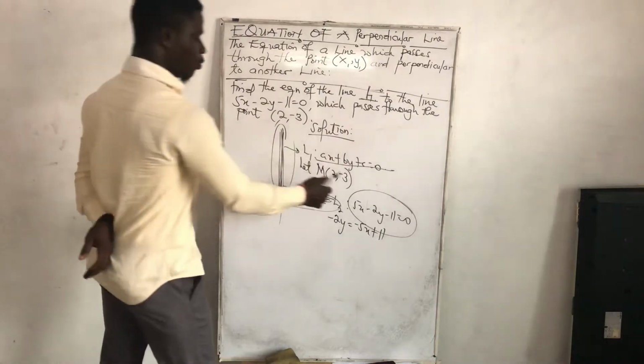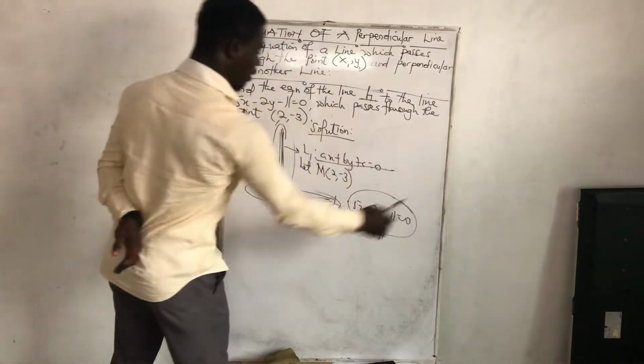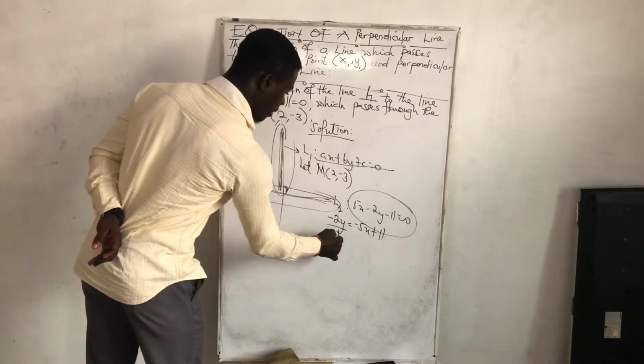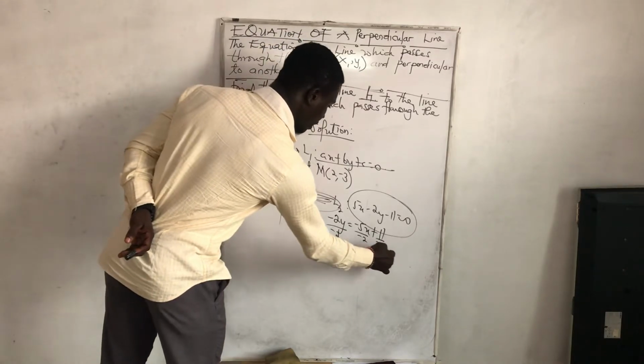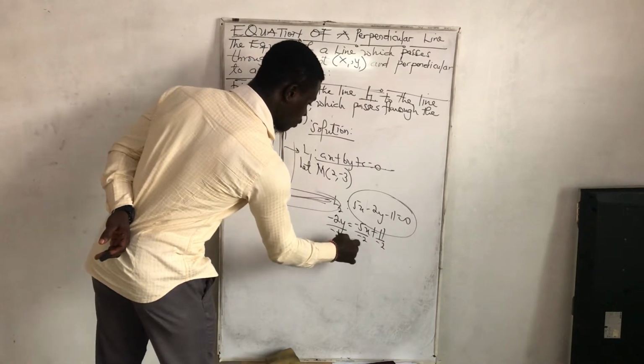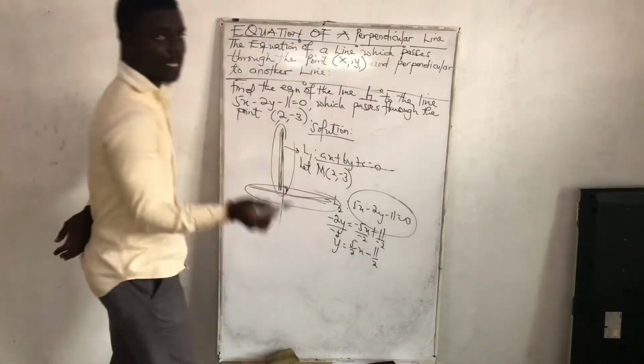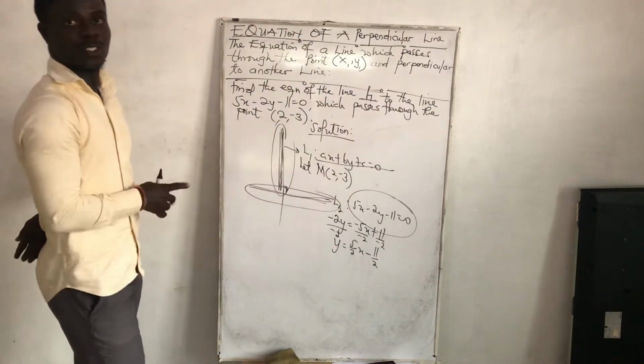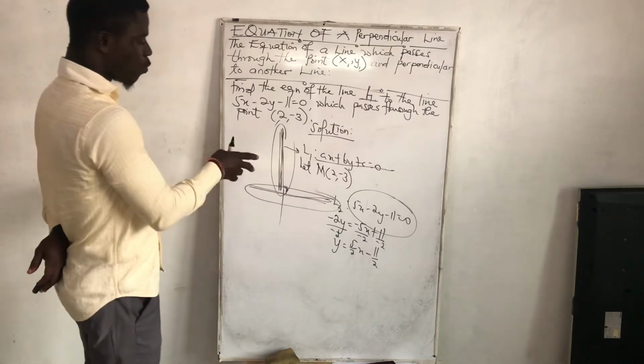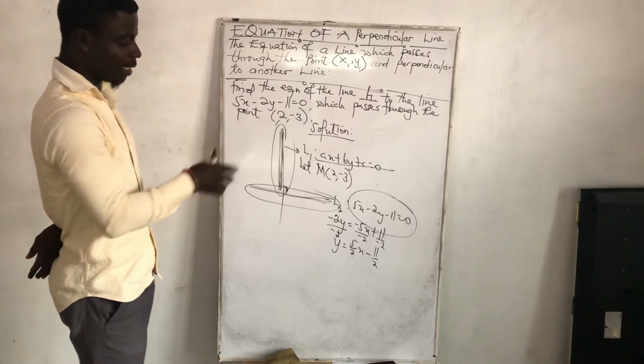We group like terms, send this to the right hand side and that to the right hand side. Then I divide here by -2, -2. Then I get my y being equal to 5 on 2x, then -11 on 2, because positive and negative, when they meet, negative is formed, right? So y equals 5 on 2x minus 11 on 2.